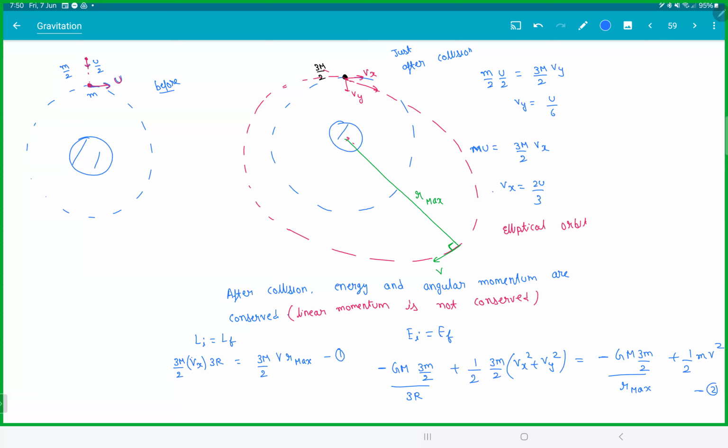That's what I said. This is a question where you have all three conservations. So before collision, you can conserve linear momentum. After collision, you can conserve angular momentum and energy. A rare case where you get all three conservations. Generally, we are in a habit of seeing two conservations at a time. Have a look at this.